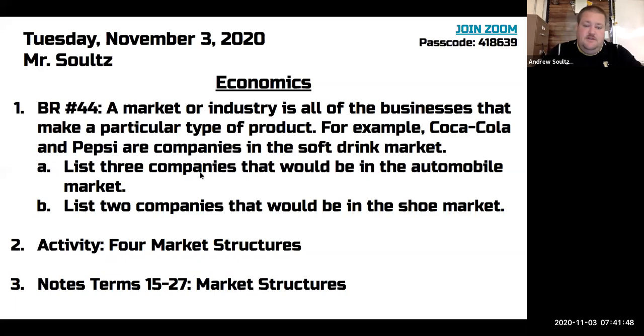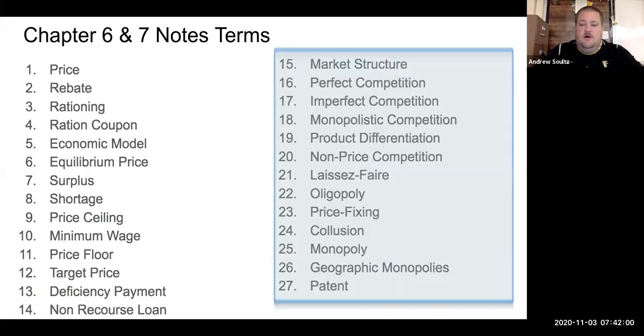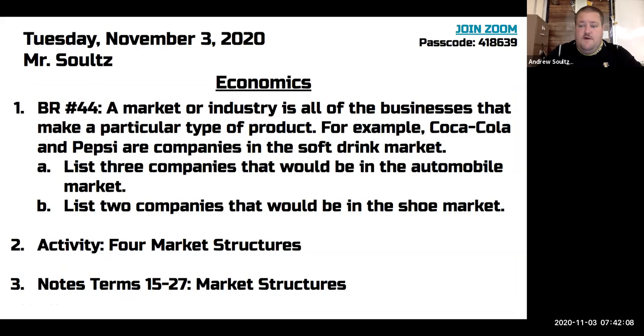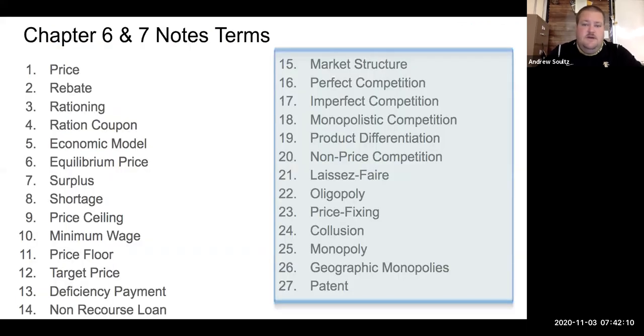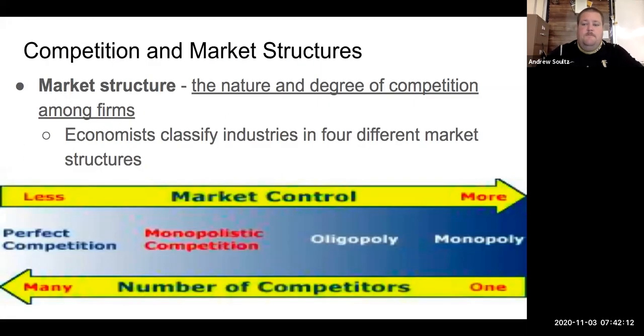I'm asking you to list three companies that would be in the automobile market, and then list two companies that would be in the shoe market. That's just to get everybody warmed up to the idea of what we mean by a market or industry. Let's go through a couple of terms. We probably won't get through all of these today, but we'll see how far we can go. Your test is going to be on Friday.